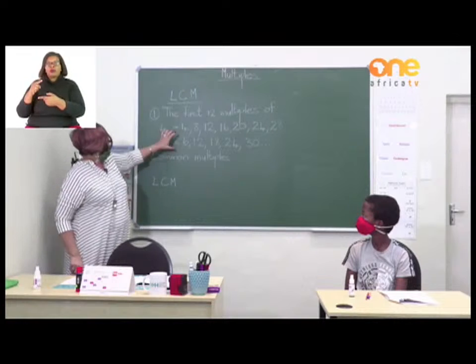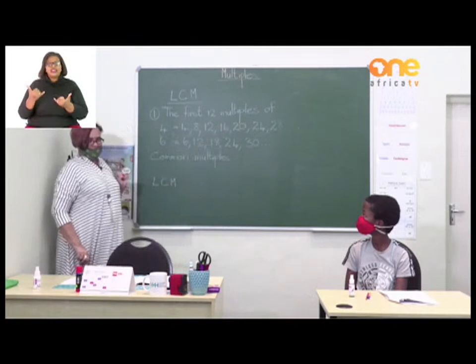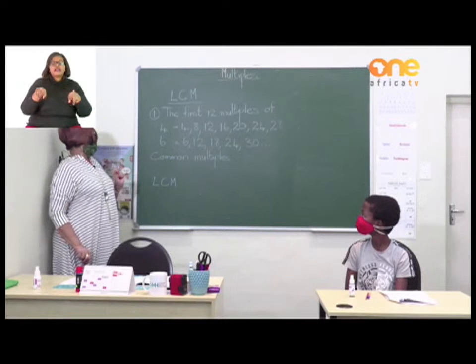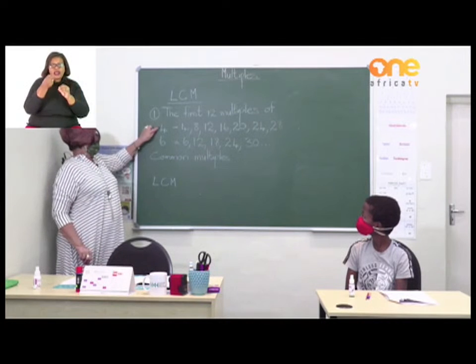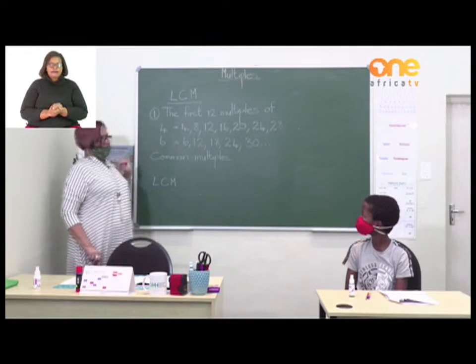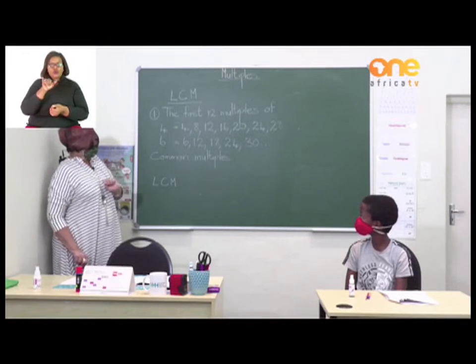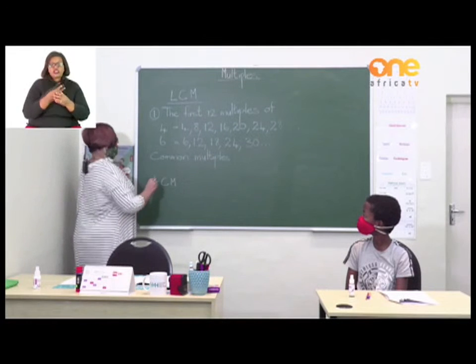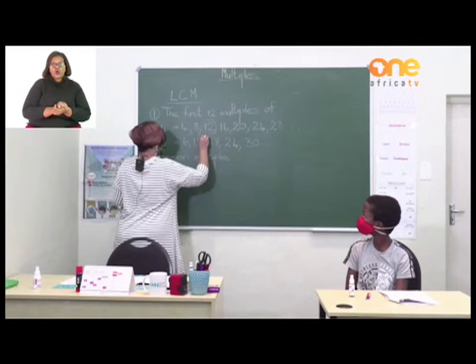Pumweni, by looking at these numbers, we have to find the common multiples. Common meaning the numbers that we find in both sets of numbers. Can you give me the common multiples that you see from the board here? 12. He says 12.